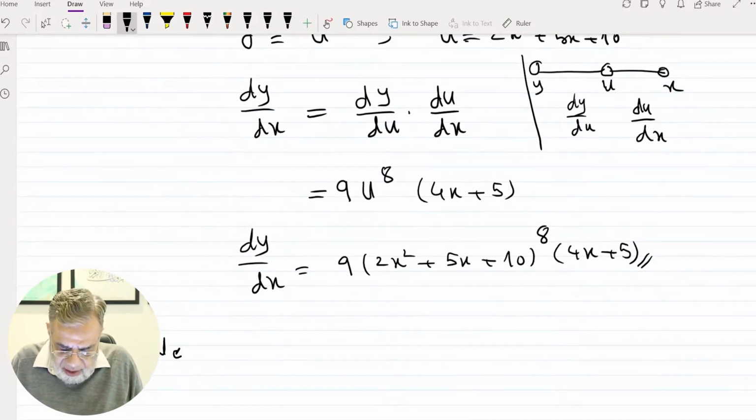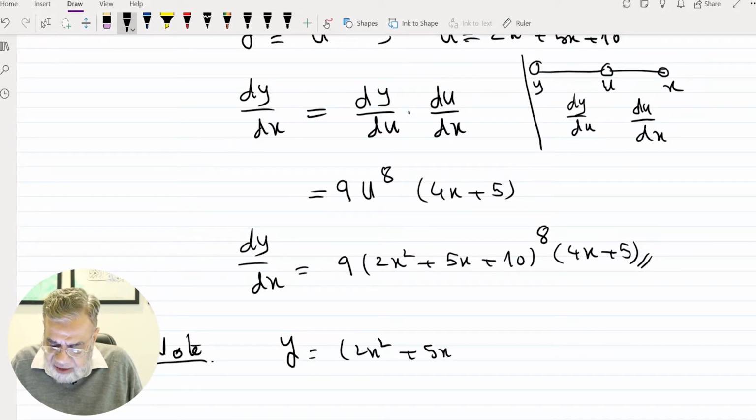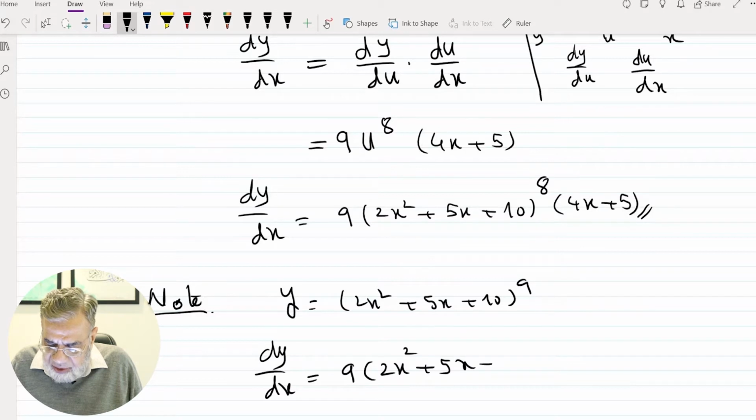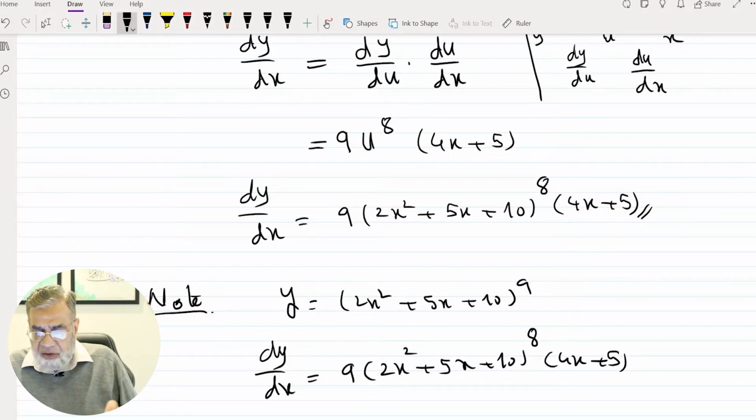I can also write this derivative directly, because we have the formulas and can find it very easily. y is given as (2x squared plus 5x plus 10) to the power 9. So we have an inside and an outside. My dy by dx, applying the formula, is 9 into (2x squared plus 5x plus 10) to the power 9 minus 1, that is 8, into the derivative of the inside, that is 4x plus 5. So we can do it this way also. But in case of a function of 2 variables or 3 variables, things will be different.